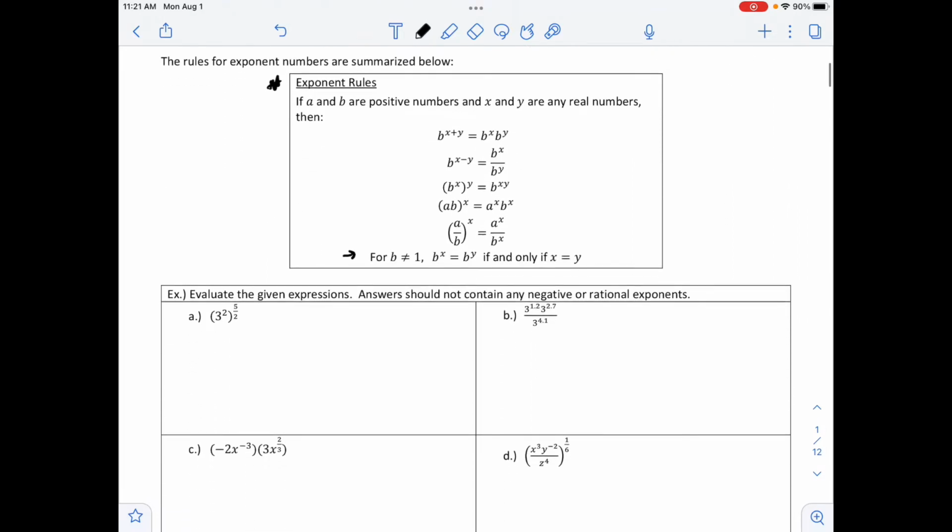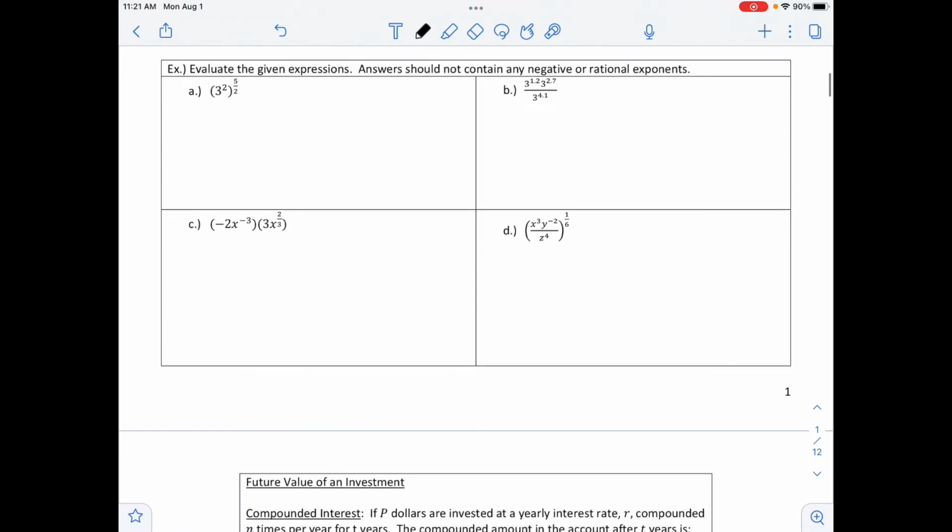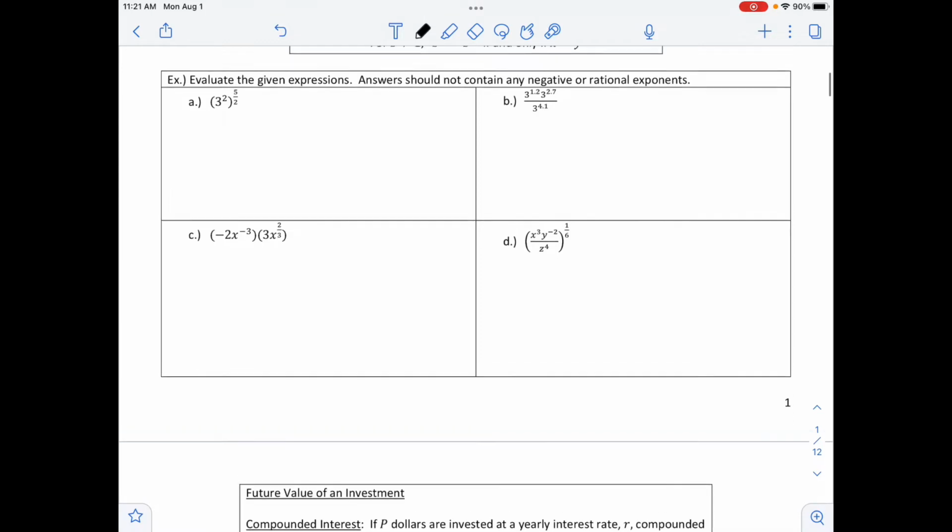So the next thing that we have is an example that says evaluate the given expressions. Answers should not contain any negative or rational exponents. So again, rational just means fractions. Part A says 3 to the second raised to the 5 over 2 power. And looking at our properties up above, you'll see that you multiply your exponents. And so those would reduce, and we would end up with 3 to the 5th power, which you can input in your calculator, and this is going to be 243.